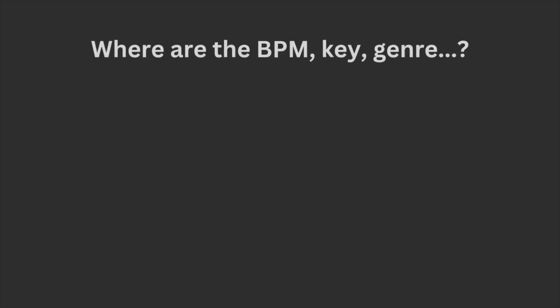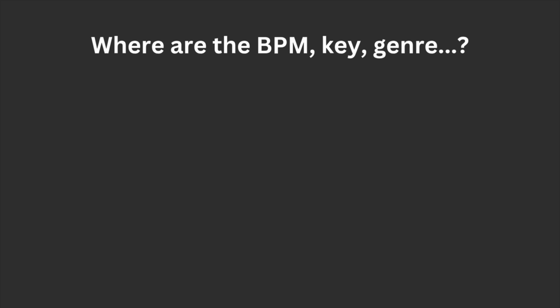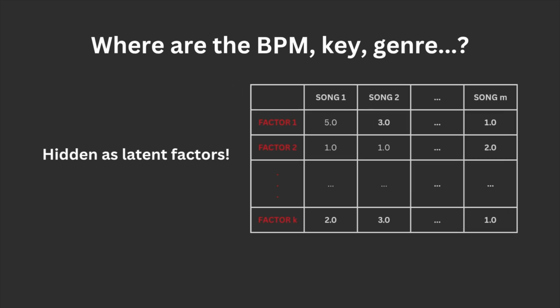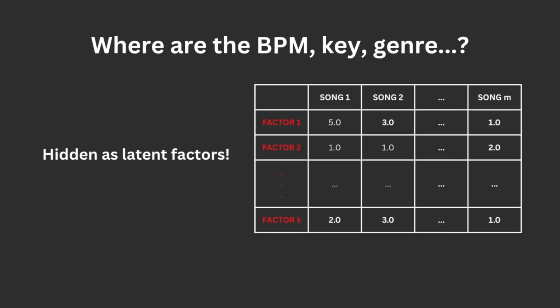But wait, where are the actual song features like BPM, genre, key that we mentioned at the beginning? Well, here's the thing, the latent factors do represent the contents of the song, but implicitly. We don't explicitly label them as tempo or genre. The algorithm just figures out which hidden patterns best explain the preferences.